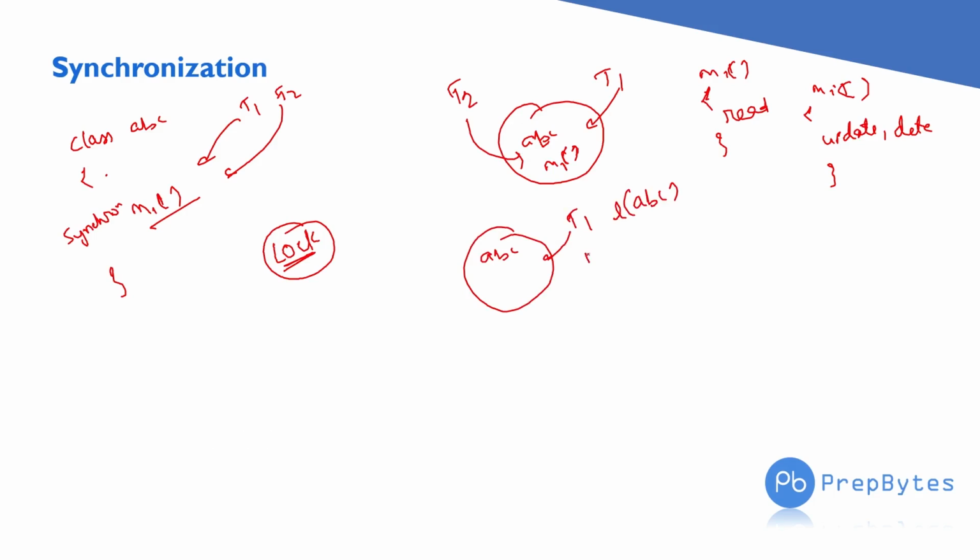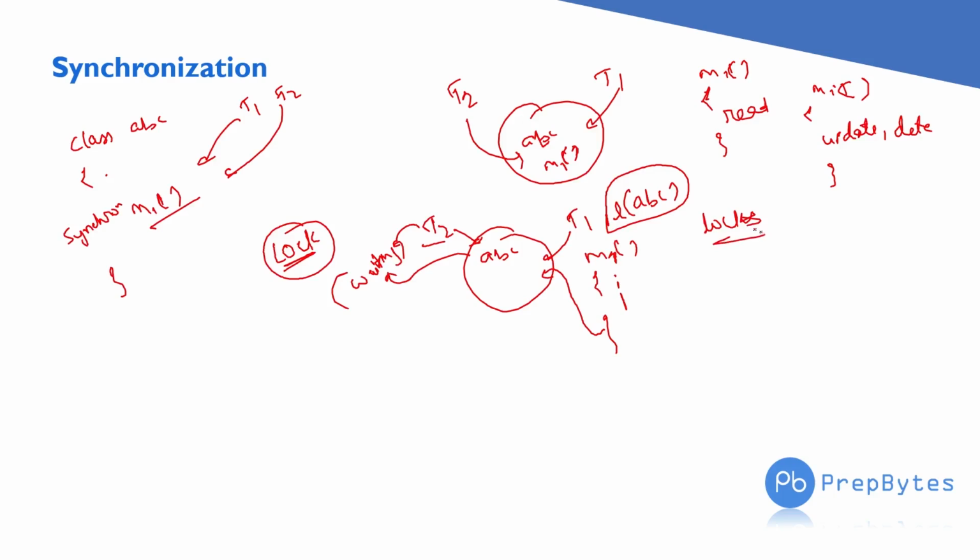on ABC, and it can execute method 1. Now when T2 comes, ABC will say, see, my lock is with T1, so you cannot execute synchronized method m1. So T2 will go into a waiting state. When T1 completes, it will tell ABC that it is complete. ABC will tell T2 that yes, my lock is now available, you can have it. Then T2 can execute the synchronized m1 method. So synchronization is actually implemented internally using locks.